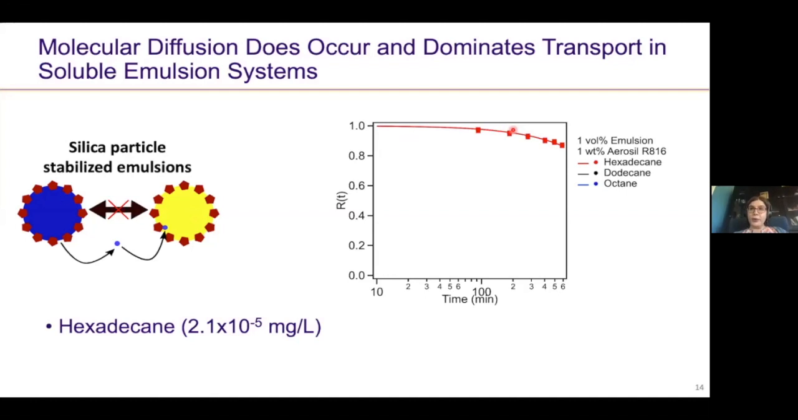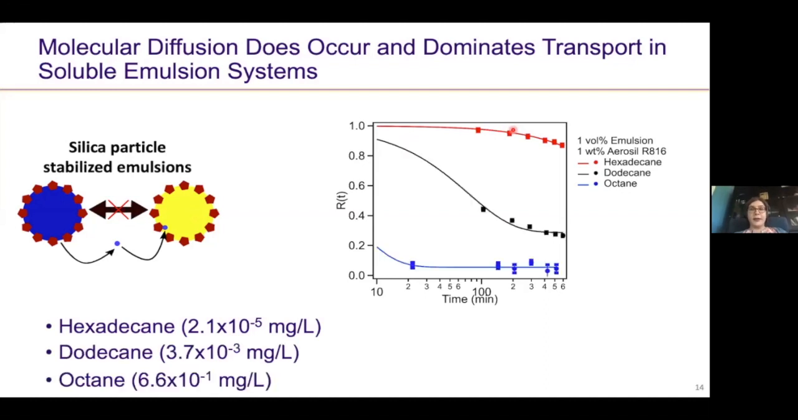But what happens if we shrink the alkane? We make it a little bit shorter, like dodecane or octane. Well, the decay then becomes significant. So what we know is that diffusive transport in emulsion systems can in fact dominate in certain emulsion systems, but it only does so when there is any appreciable solubility of the oil in the water phase, which is kind of obvious, but we wanted to prove this.